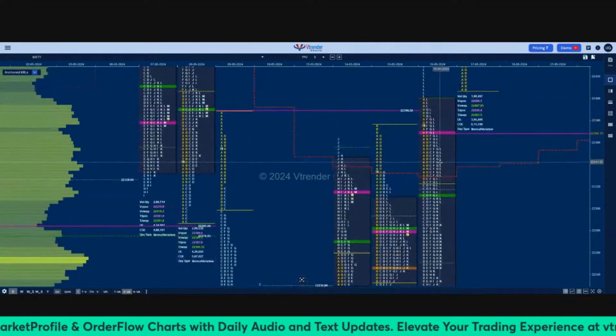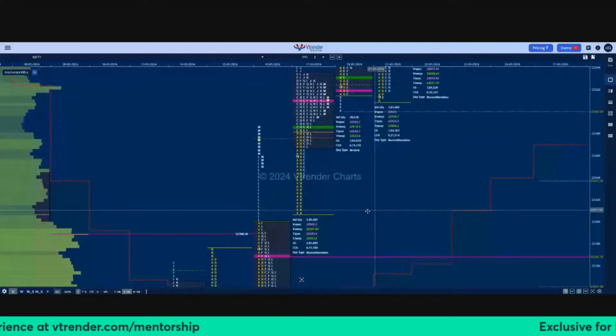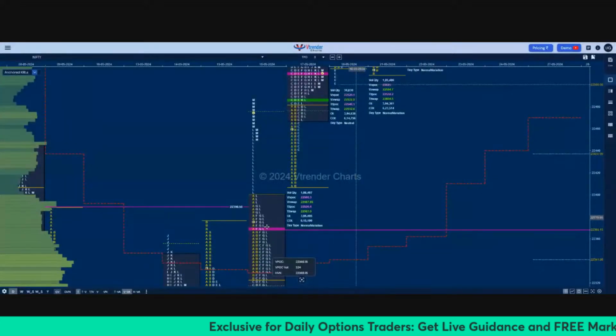So this was a signal that this will show a change of polarity. So this became support, and you can see after that we have not been below. So once we close above the anchored VWAP, it is getting negated. So from there we started adding the anchored VWAP to the downside, for the buyers.